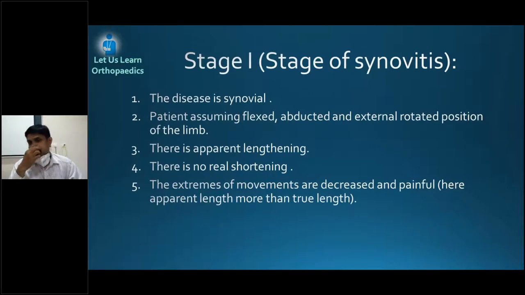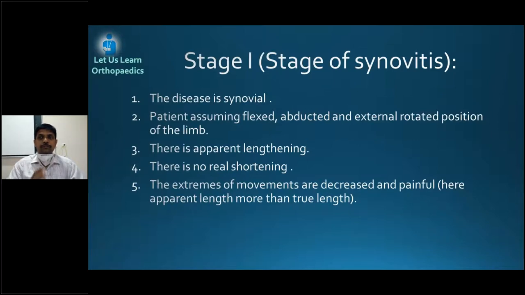So what is the stage of synovitis? The patient initially has the disease focus in the synovial tissue, and assumes a flexion, abduction, external rotation position because of the accumulation of fluid. There will be apparent lengthening, that means the limb appears to be lengthened. There is no real shortening because only the synovium has been involved. There is no destruction of the joint.